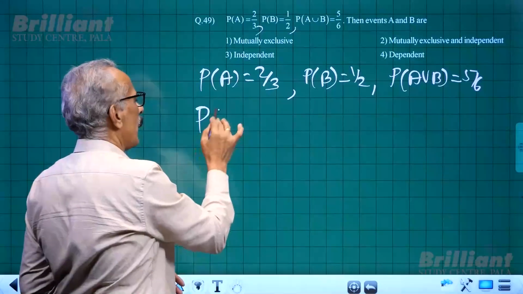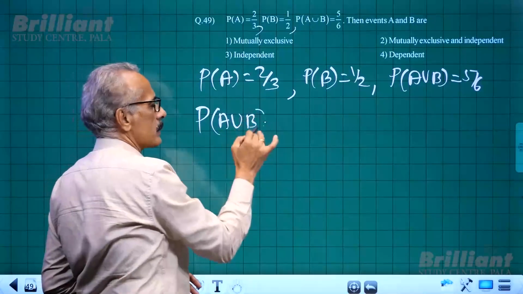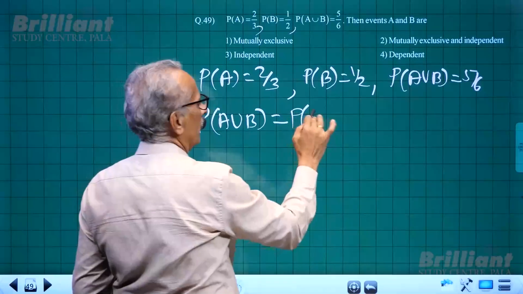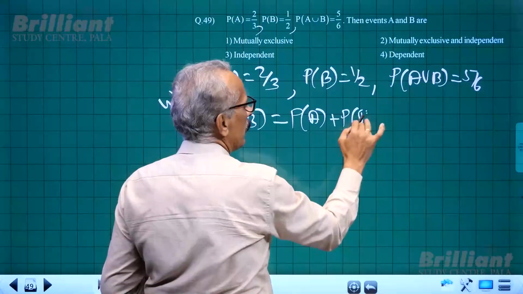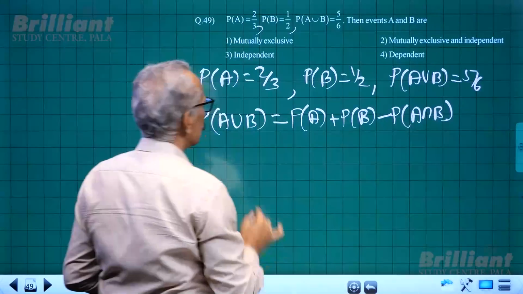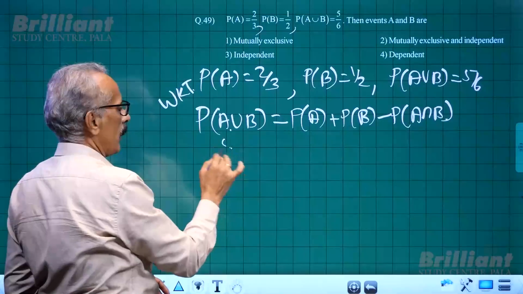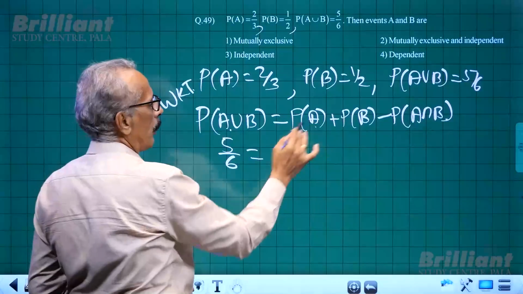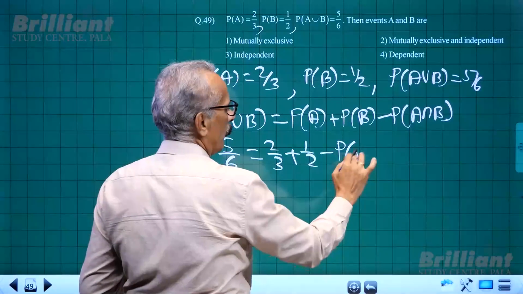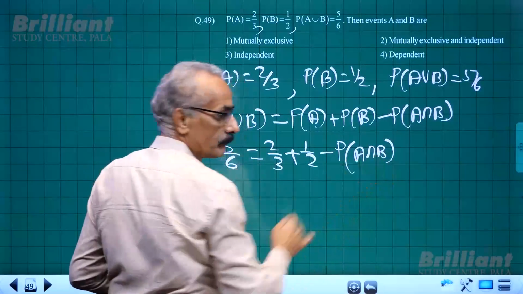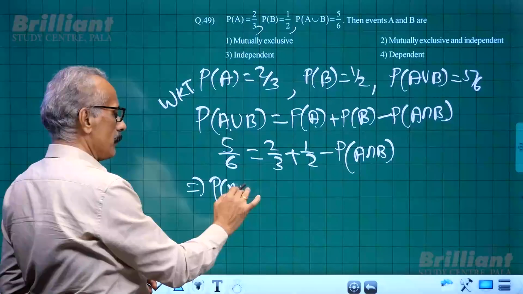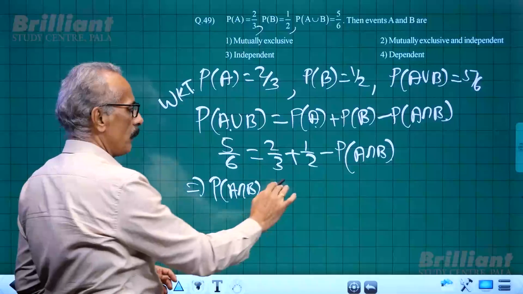So what's the formula you have? Probability of A union B is equal to probability of A plus probability of B minus probability of A intersection B. So we know probability of A union B is 5 by 6. That is equal to probability of A, 2 by 3, plus probability of B, 1 by 2, minus probability of A intersection B. Well, this implies probability of A intersection B is equal to, tell me, 5 by 6.